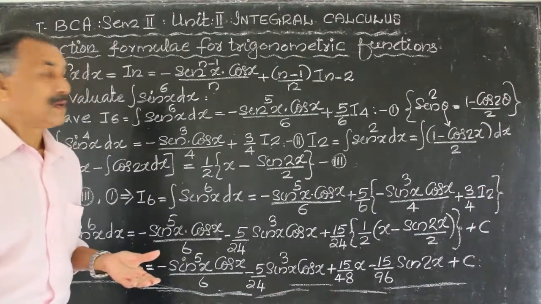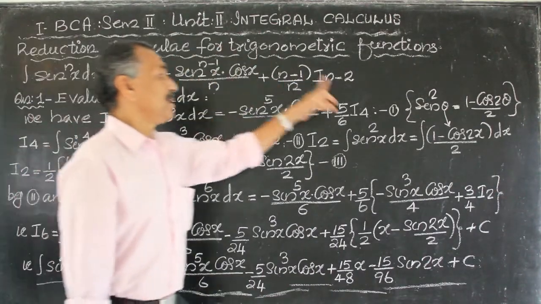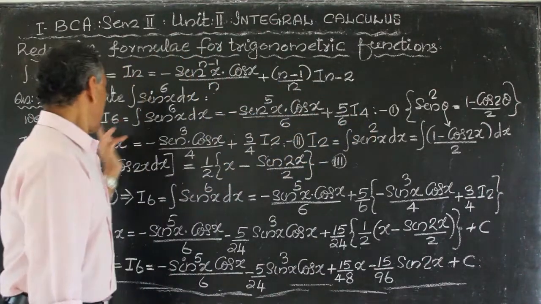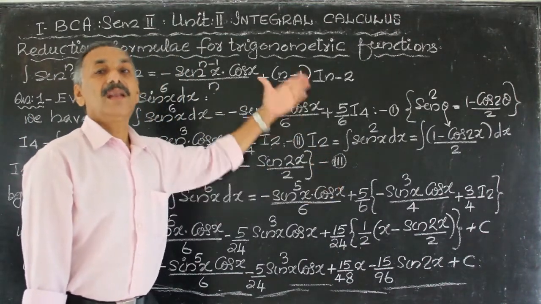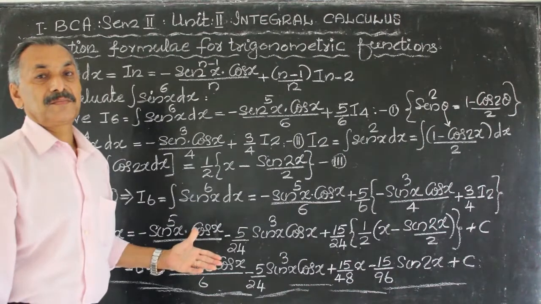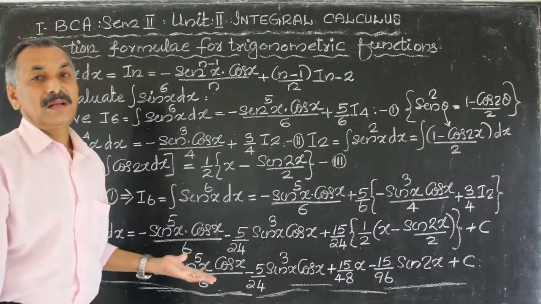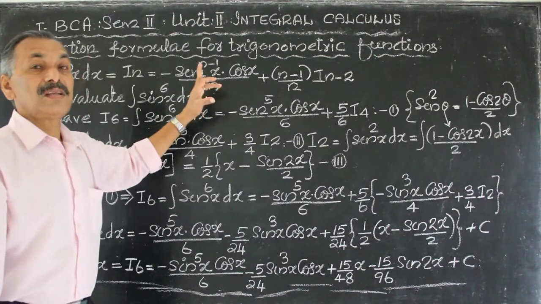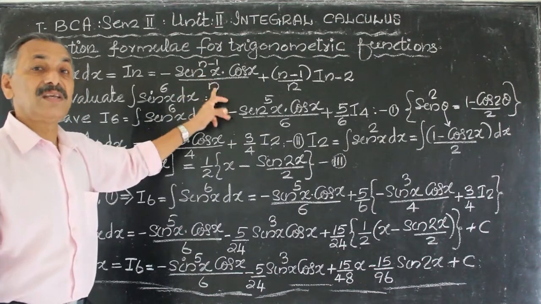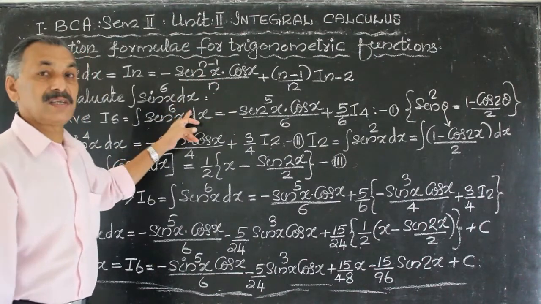Reduction formula. Another I6 is the value in terms of I4, then I4 is the value in terms of I2, and I2 is substituted. This is a reduction formula for the integral of sin raised to nx dx. Now this is an example where n is an even number, 6.